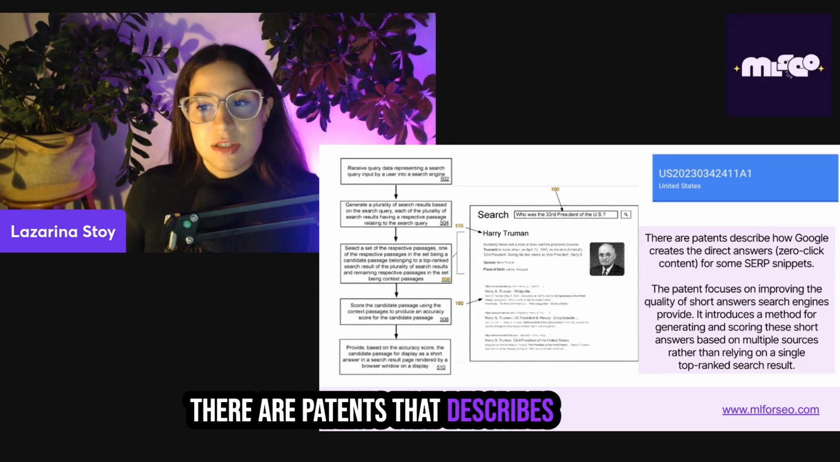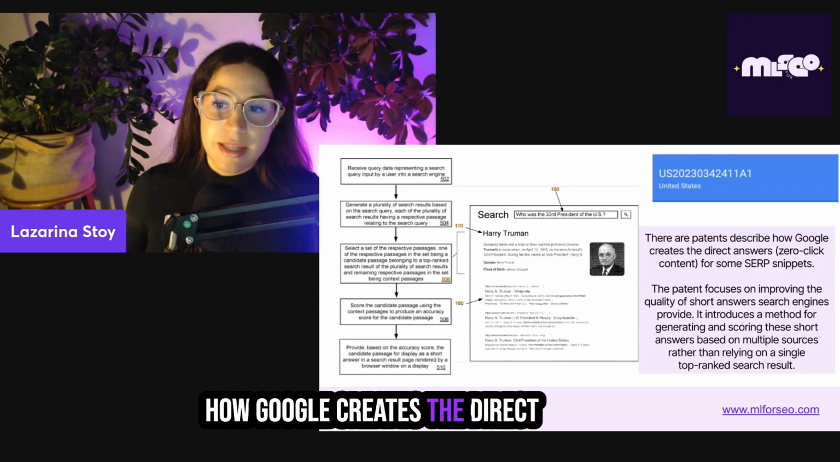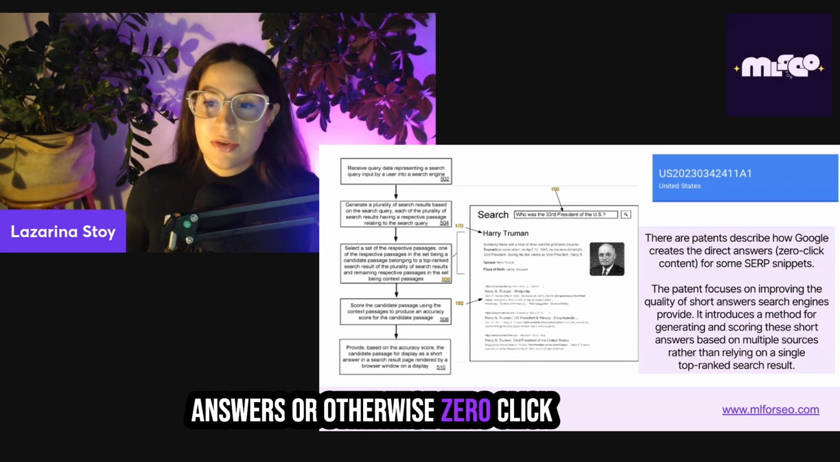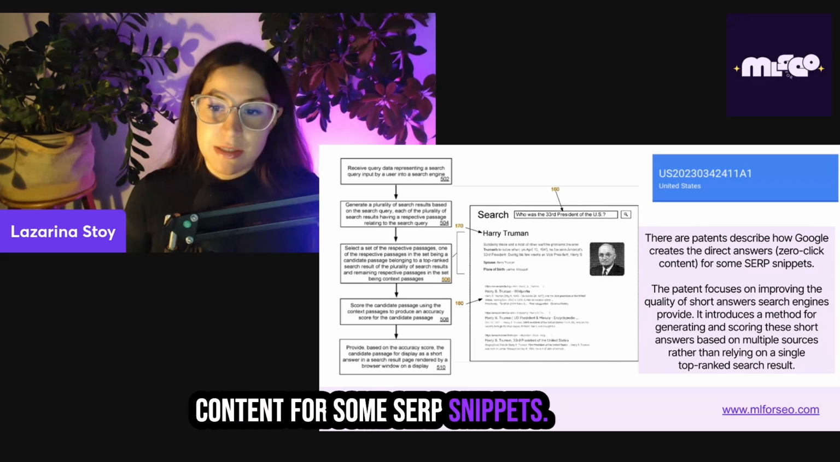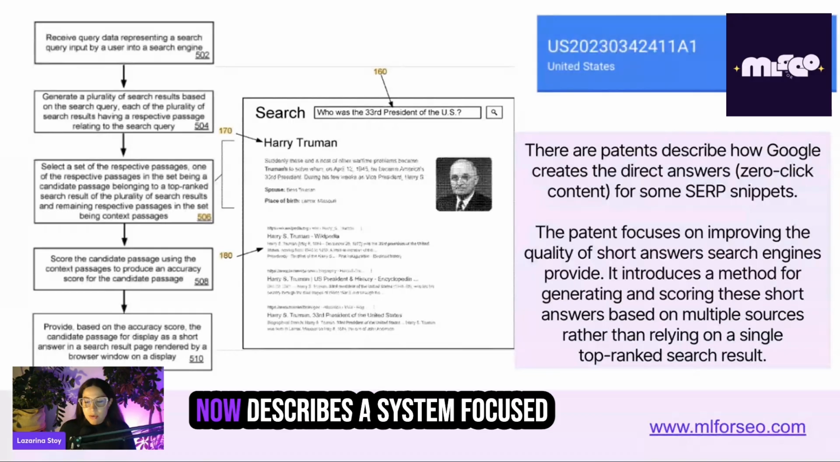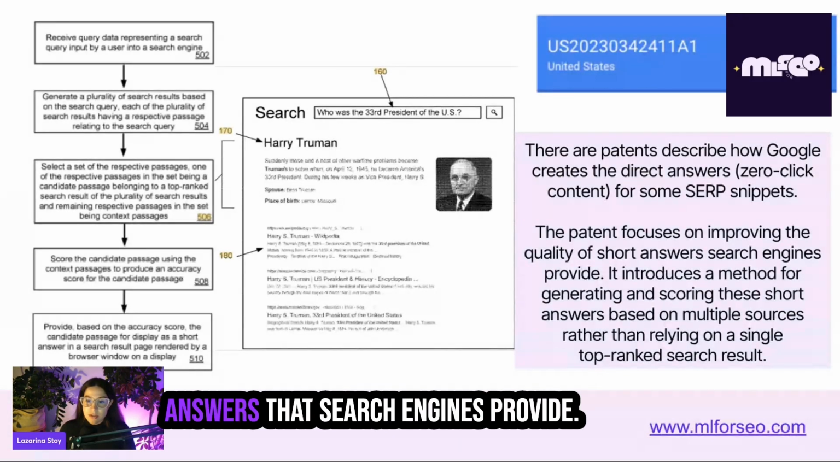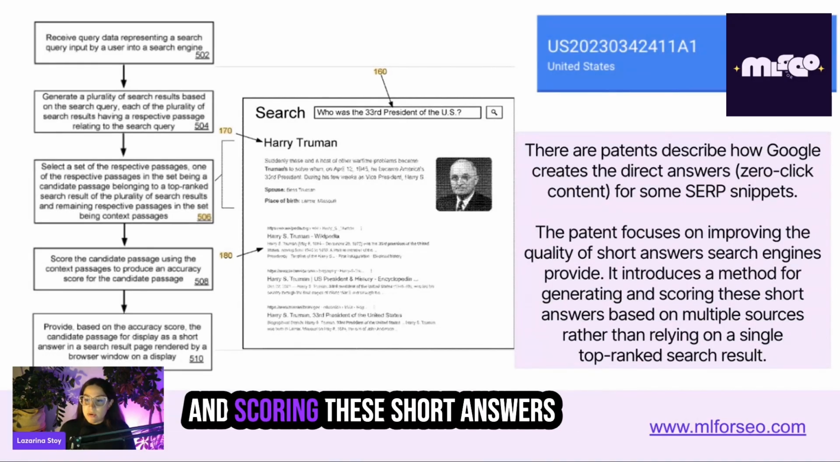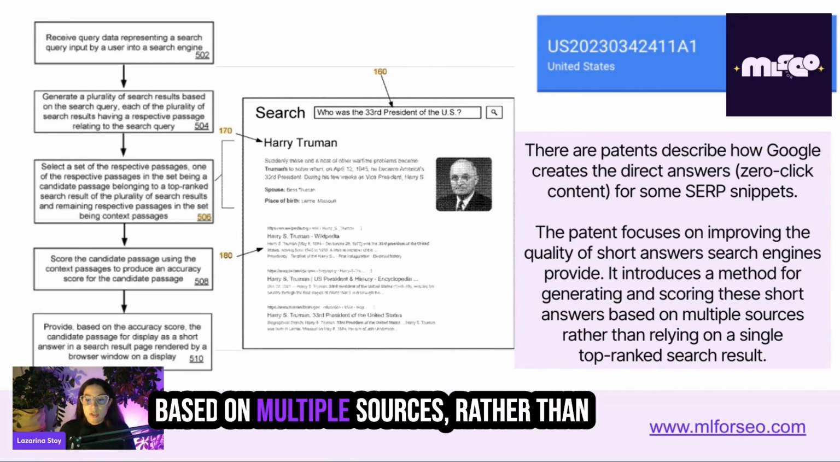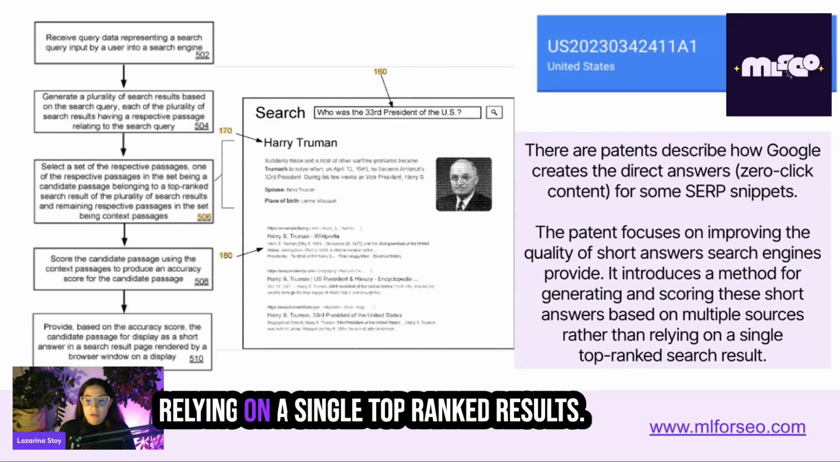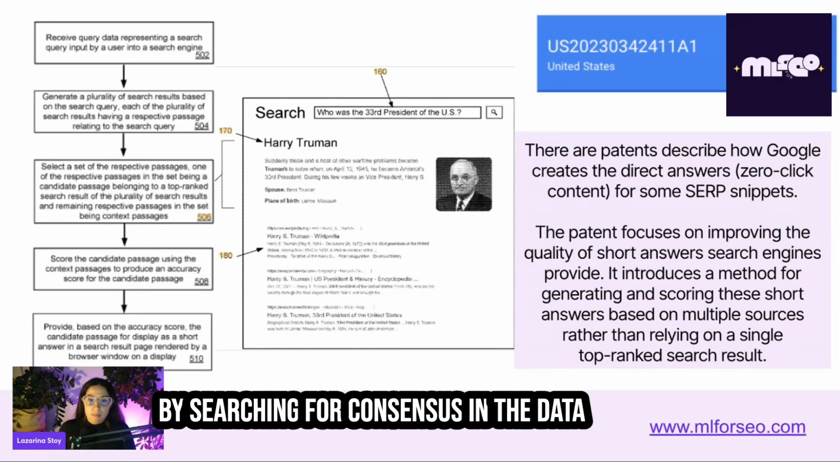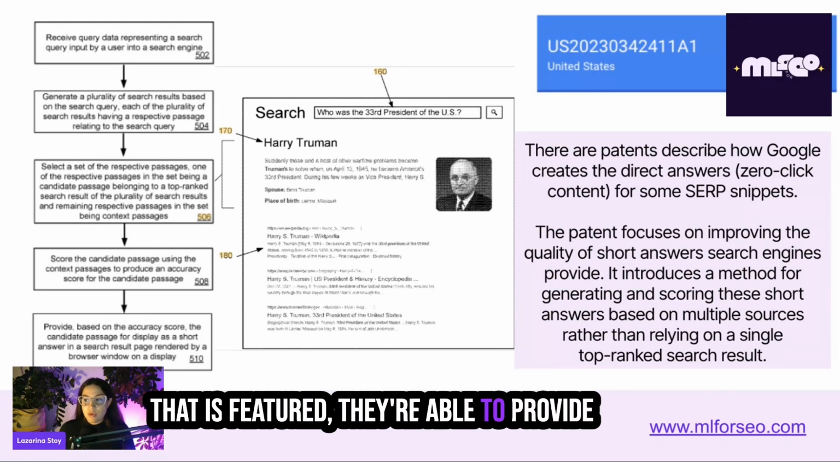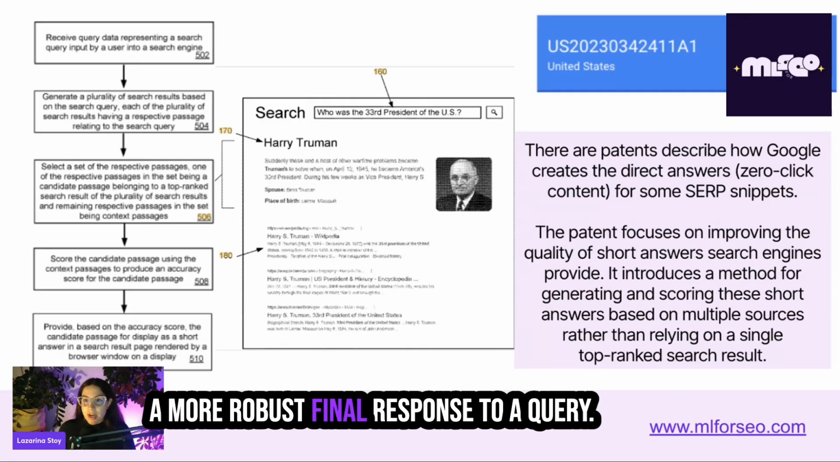There are patterns that describe how Google creates the direct answers or otherwise zero-click content for some SERP snippets. This pattern on the screen right now describes a system focused on improving the quality of short answers that search engines provide. It introduces a method for generating and scoring these short answers based on multiple sources rather than relying on a single top-ranked result.